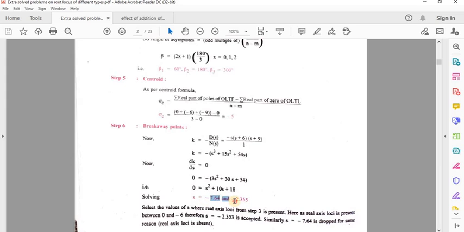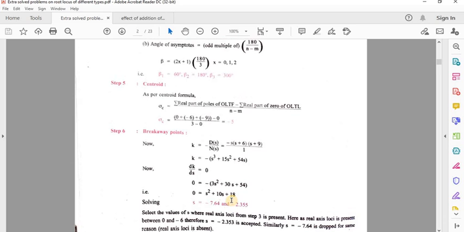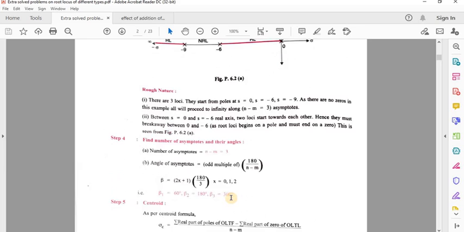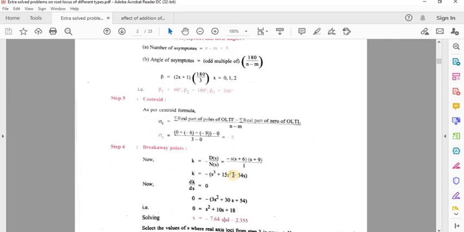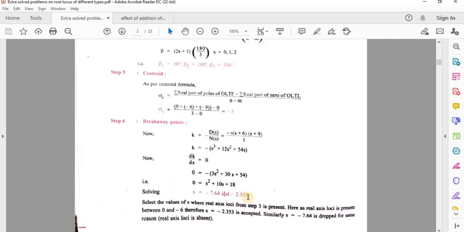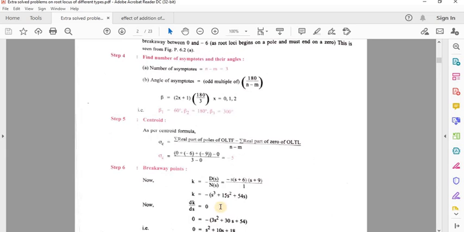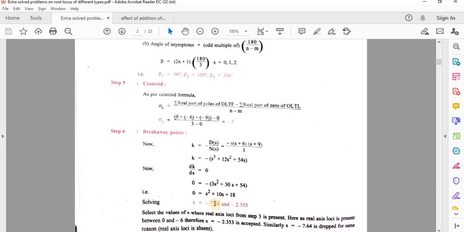So between these two roots we are going to see which one is suitable for us. We have to choose the breakaway point for which the real axis root loci lies. In this figure there is loci present from 0 to minus 6. So the second one, minus 2.335, is suitable, because the first one is not suitable, it is not lying on the root locus on the real axis.